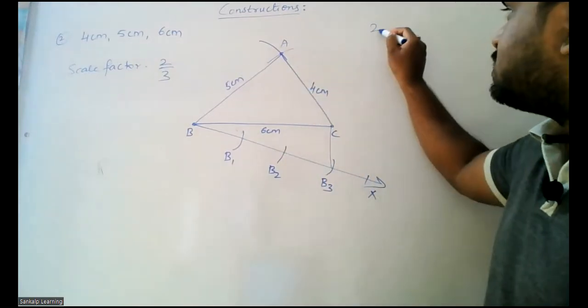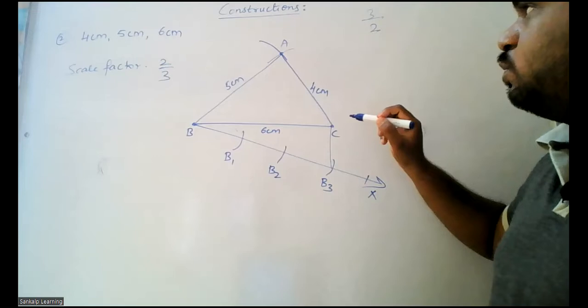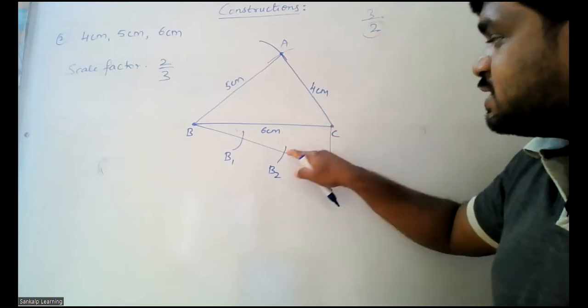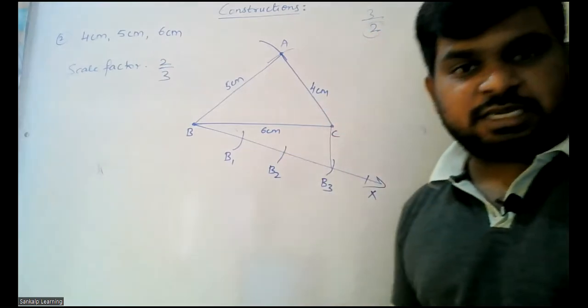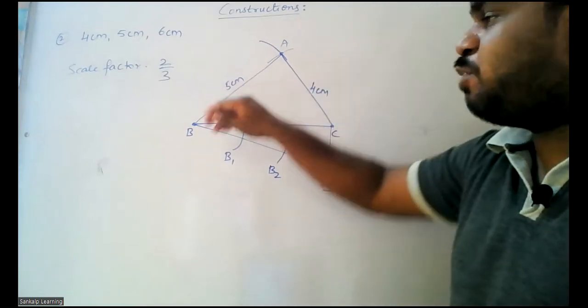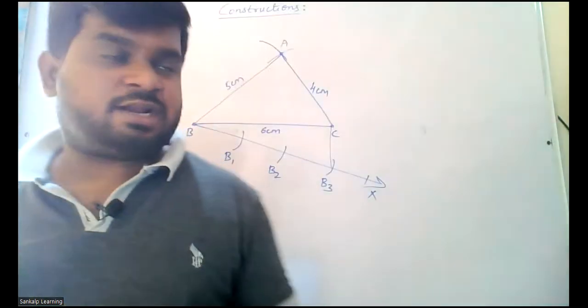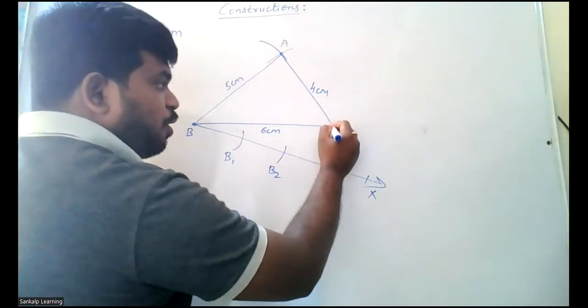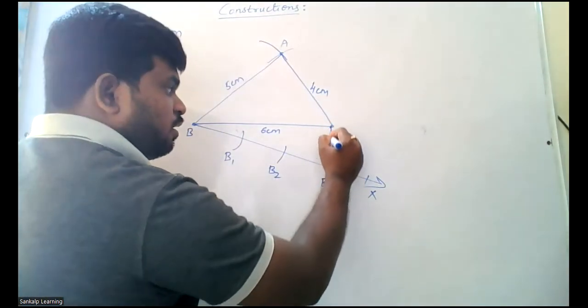Suppose if it was like this, 3 by 2, then the number in the denominator is 2. Therefore, the second arc should be connected to C. Is that clear? So it depends on the denominator. The end point will be connected to the denominator number. So here the denominator is 3. So I'm going to connect the end point with 3. Okay.